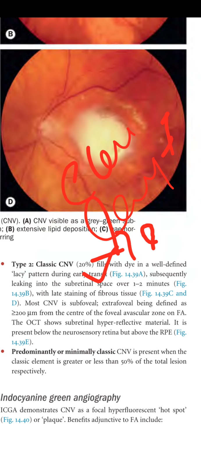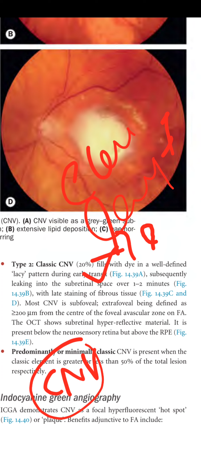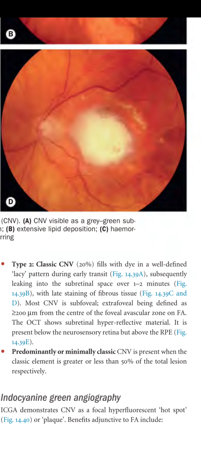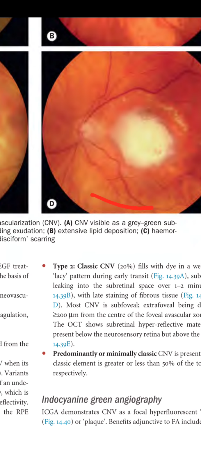Most CNV is subfoveal, extrafoveal being defined as greater than 200 micrometers from the center of the foveal avascular zone on FA. The OCT shows the subretinal hyperreflective material. It is present below the neurosensory retina but above the RPE. So CNV is usually at the area of the fovea, but how we define extrafoveal is when the CNV is greater than 200 micrometers away from the center of the foveal avascular zone. The OCT shows a subretinal hyperreflective material, present below the neurosensory retina but above the RPE. So it is between the RPE and the neurosensory retina.